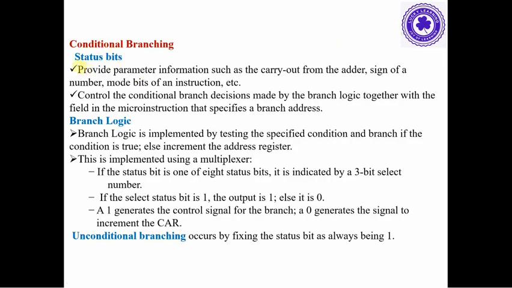Here we use status bits for conditional branching, and there are different status bits. Branch logic is implemented by testing the specified conditions, and an unconditional branch occurs by fixing the status bit to always 1. These are things we have already discussed, and this is for your reading purpose.